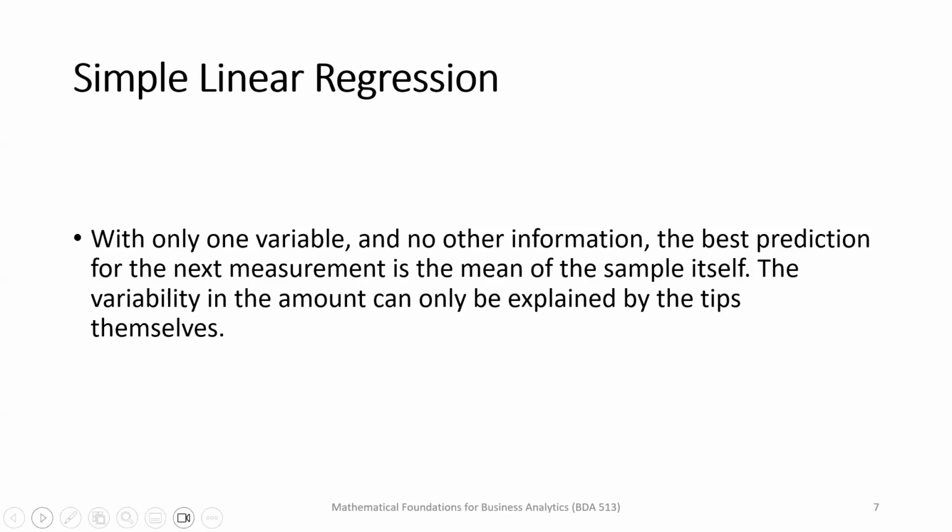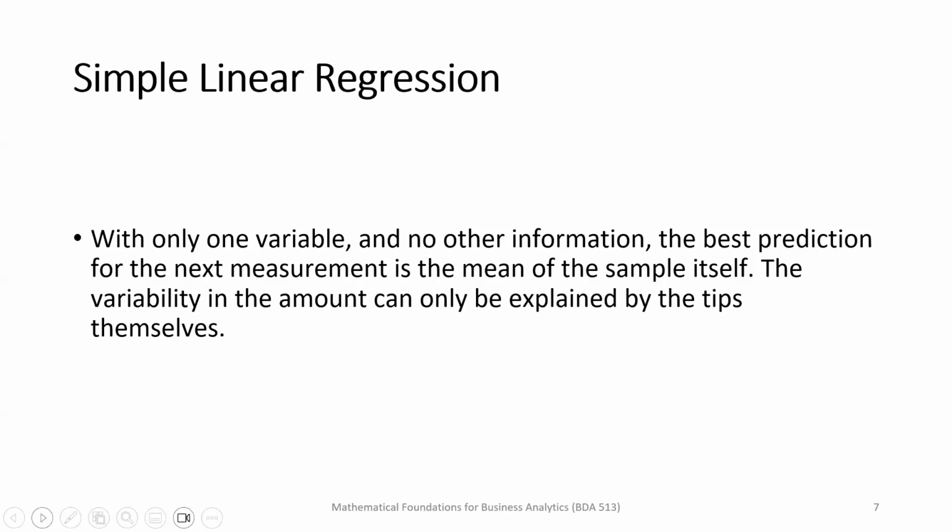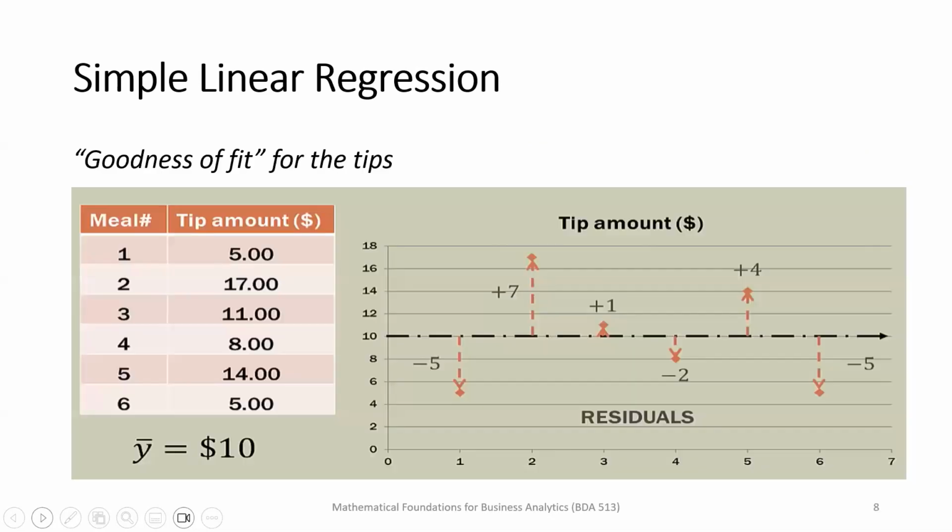So with only one variable and no other information, the best prediction is to use the mean on the sample, okay? So in this case, we'll say that every variability within the amount can be explained by the tips that have been given. So here, you see that the difference between the mean and then the various data points can be shown, okay?